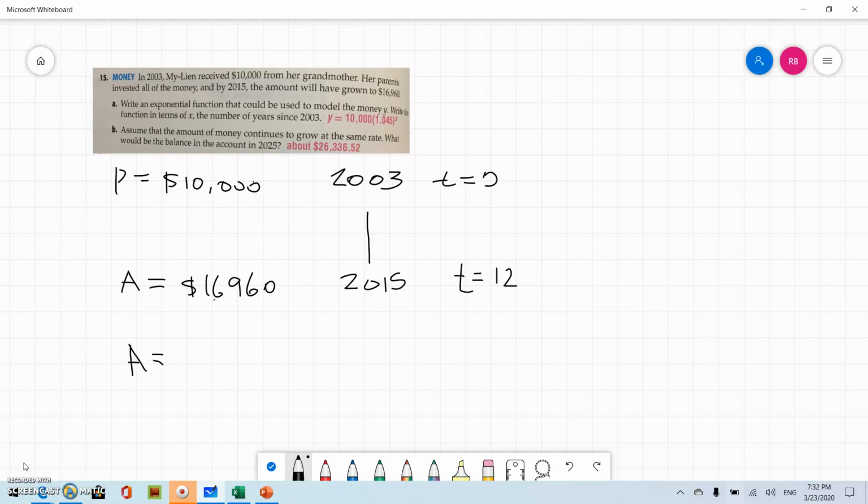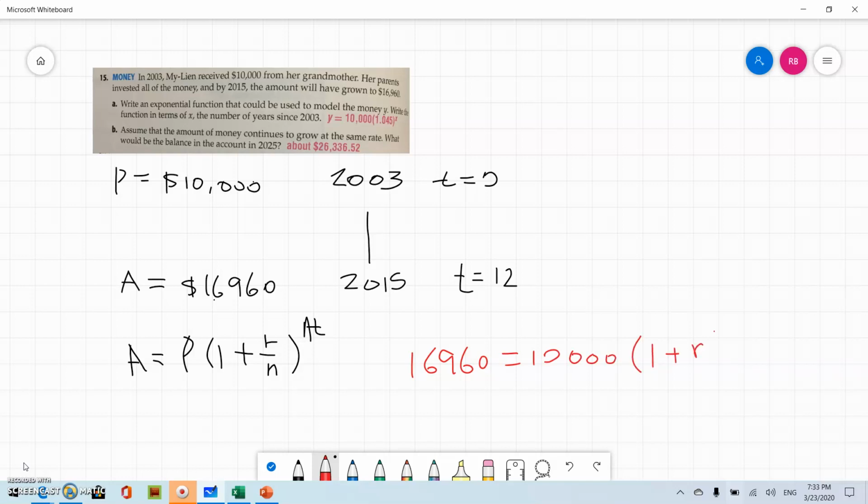So it's A equals P times (1 plus r/n) to the nt. However, here, n isn't really specified, right? So in this case, we are going to assume n to be annually, meaning 1. So I'm going to plug in all the numbers that I know. So it has become an equation for r, because we have no idea what r would be.